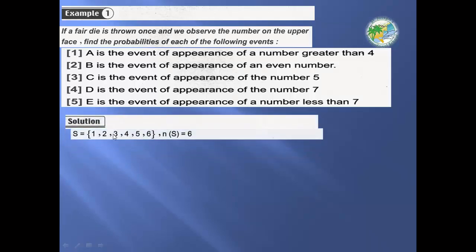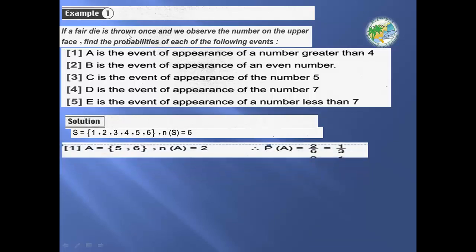Solution. The sample space of the die equals 1, 2, 3, 4, 5, 6. The number of the sample space, the outcomes, here is 6. For A, the event of appearance of a number greater than 4, how many numbers here are greater than 4? 5 and 6. So n(A) equals 2 over the total number 6. Then the probability of getting A equals 2 over 6 equals 1 over 3.